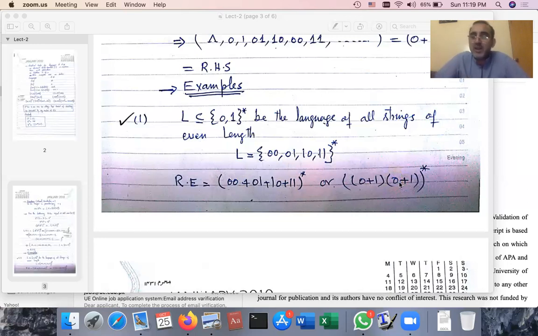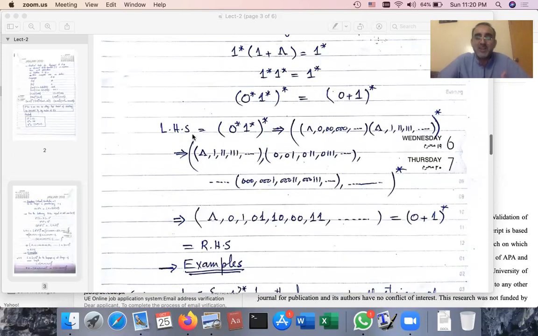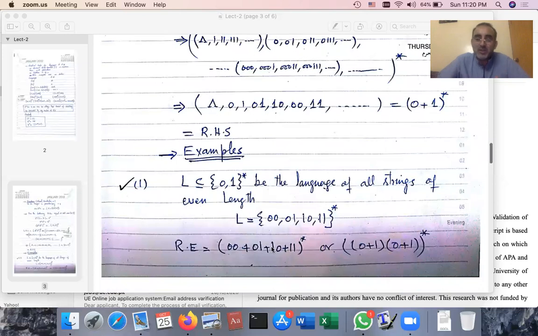And how can you check it? You can check it with multiplication. You can open it up and make the possible strings, and the strings that you will get would be equal to this one. And that's why I can say that this regular expression is equal to this one. And the method of opening some regular expression into the form of strings, this is something you have seen here, left hand side equal to right hand side.